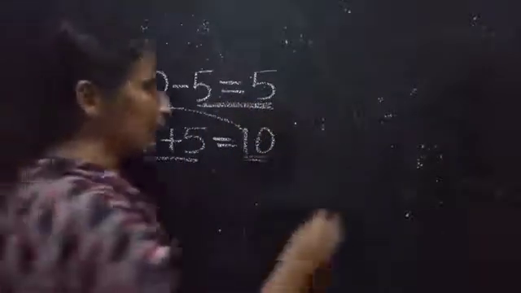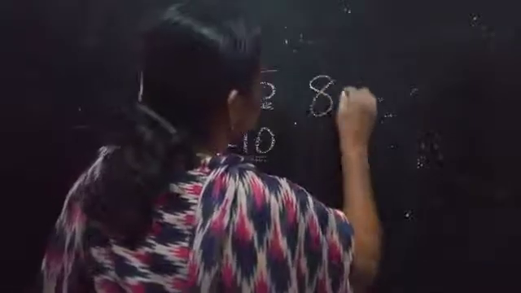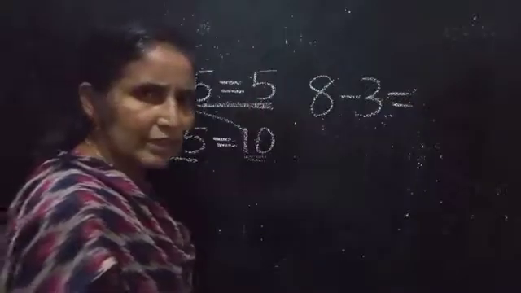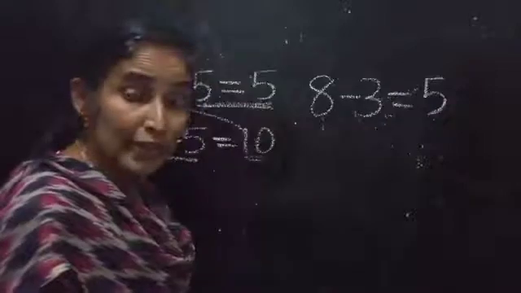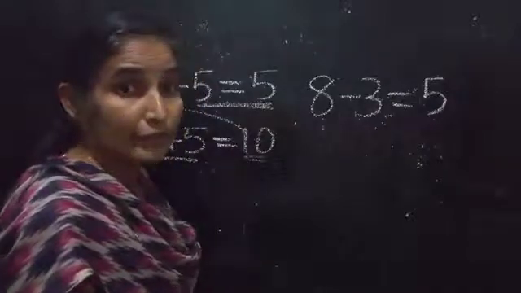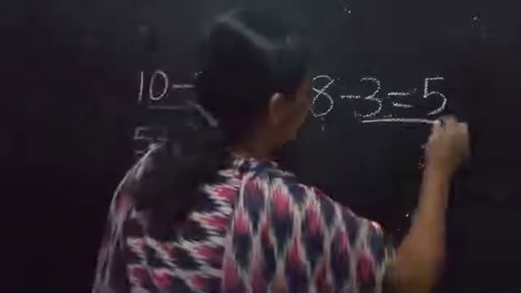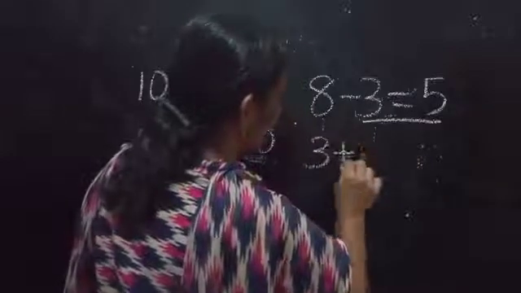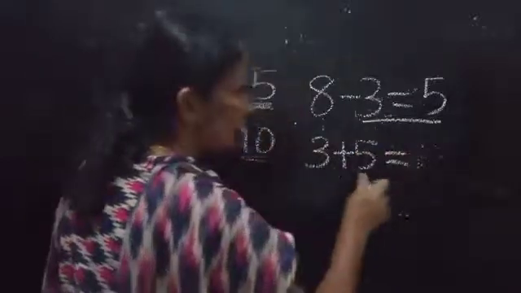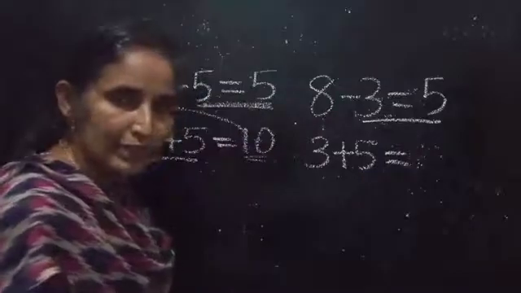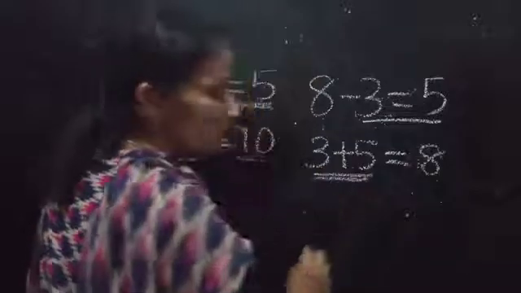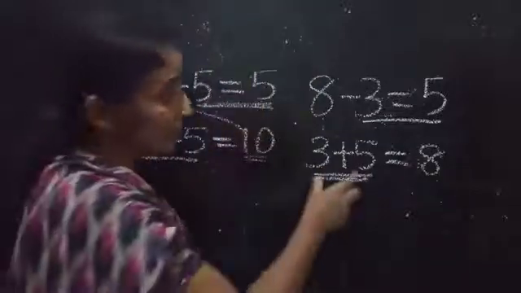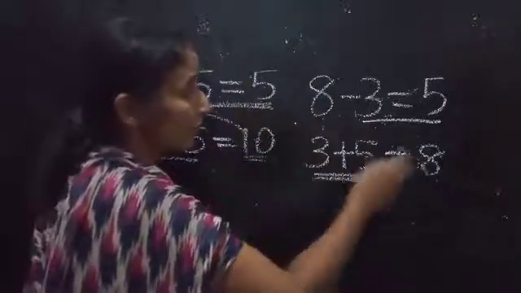One more example let us do. 8 minus 3. What is the answer of 8 minus 3? 5. Which are the numbers to be added now? The small numbers. Which are the small two numbers? 3 and 5. 3 plus 5. What is the answer of 3 plus 5 or 5 plus 3? 8. See? When you add the small two numbers, you will get the big number.